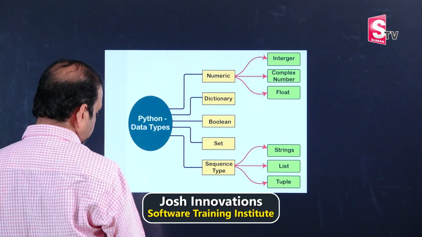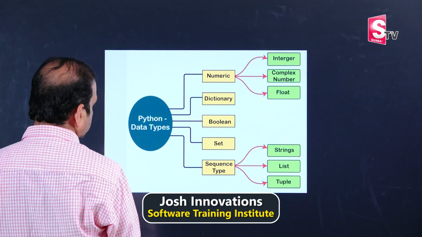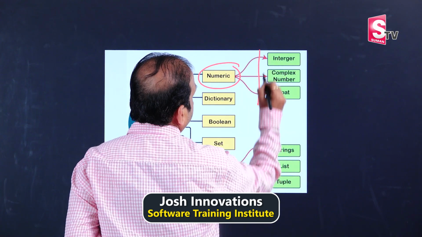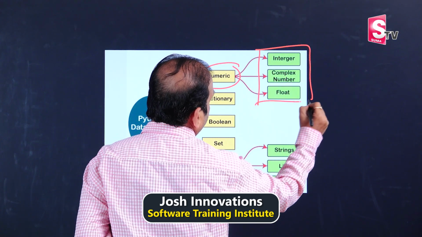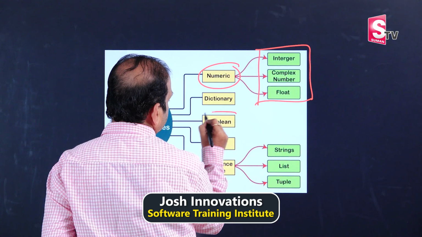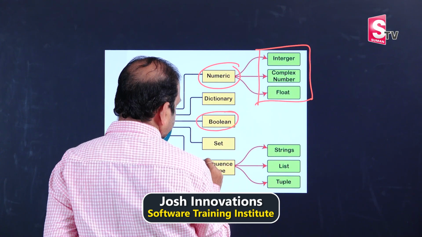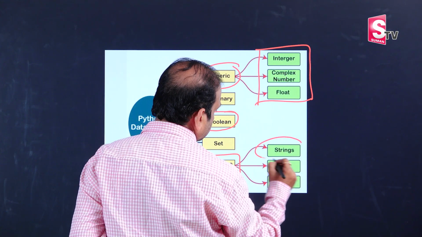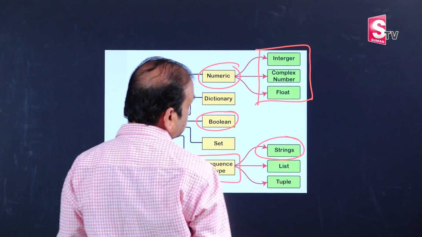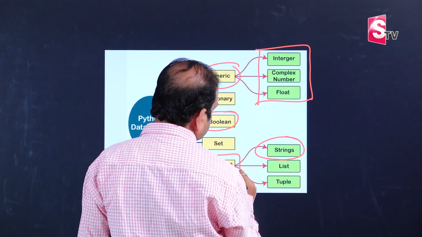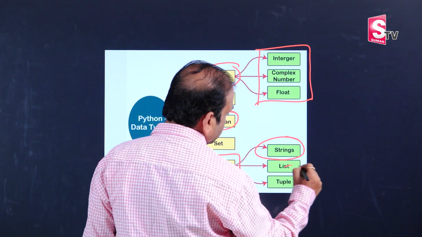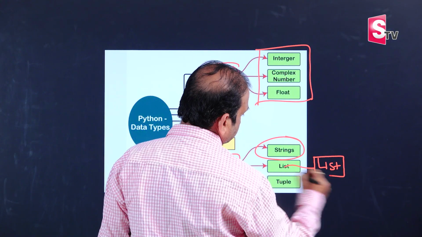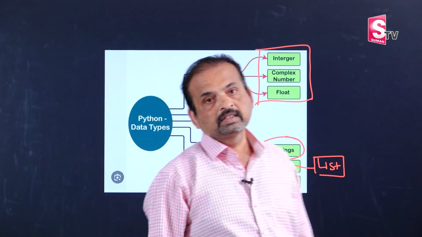See, in these Python data types, we have finished numeric: integer, complex number, floating point number. Then we also discussed what is boolean, and in the sequence types we have finished strings. In the next session we will discuss another sequence type called list, LIST. We will discuss list. Okay.